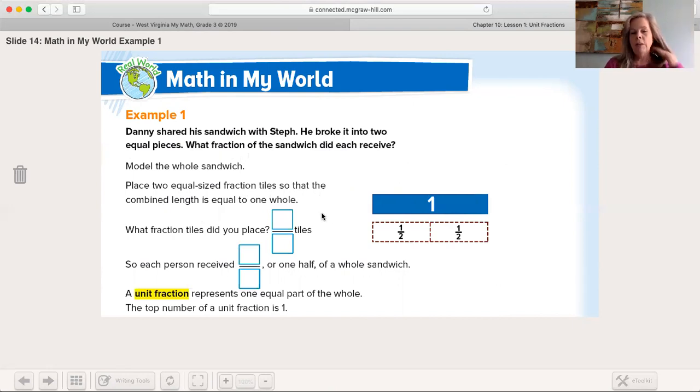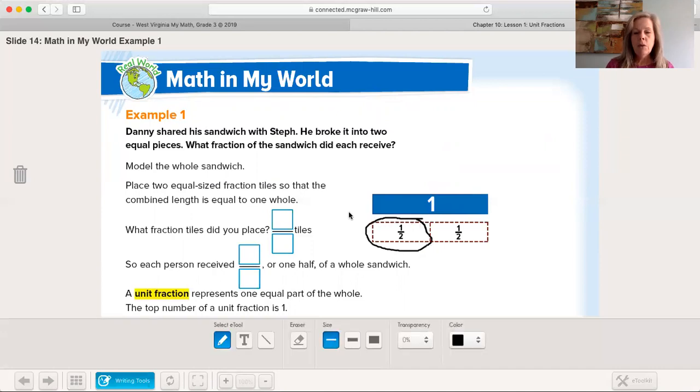So since we don't have the tiles, we'll just look at our picture here, and we can see that one of these is a half. So over here in our box, we'll write 1/2, and on your paper, you can write 1/2. So the person received 1/2 of the whole sandwich. He received half, and Steph received half.